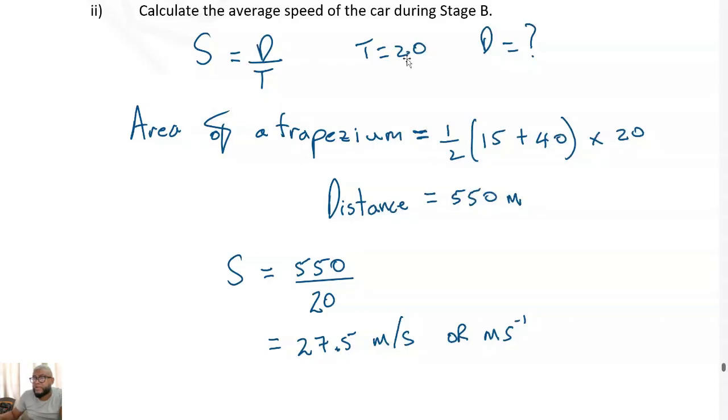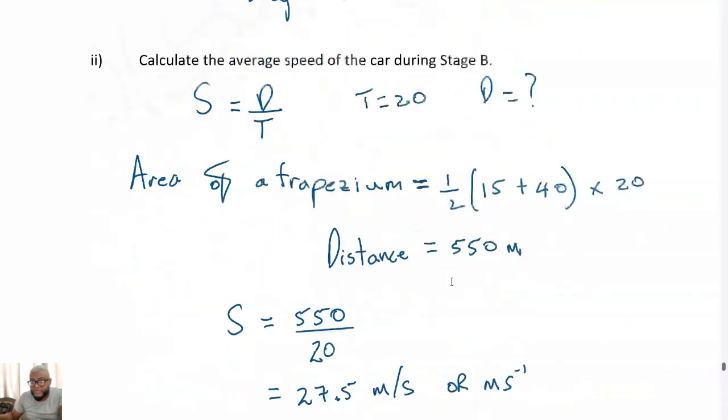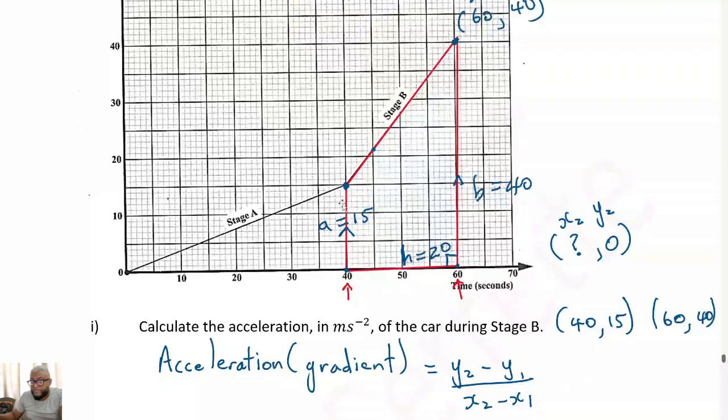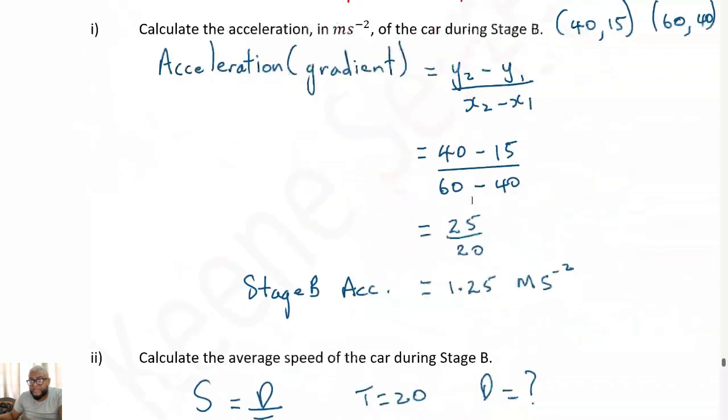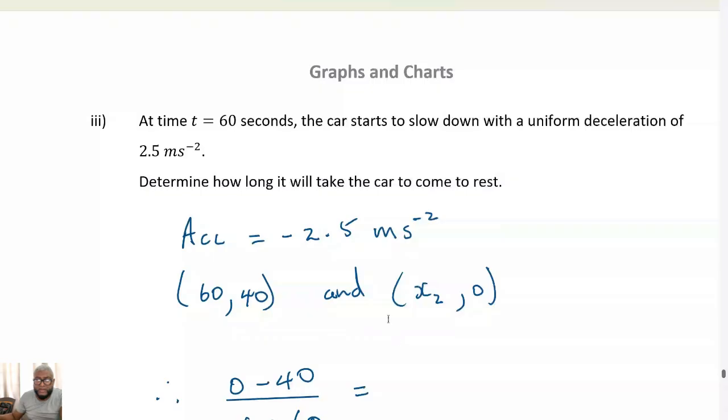Your time is 20 seconds because it's stage B alone we're focusing on, which is between 40 and 60, which is 20. We have the length of this side here, which is A, and the length of this side here, which is B. Here's 15, here's 40. We plug it into our formula and get our distance to be 550 meters. So speed is equal to 550 over 20, which gives 27.5 meters per second. That is my speed. So we go back down here.